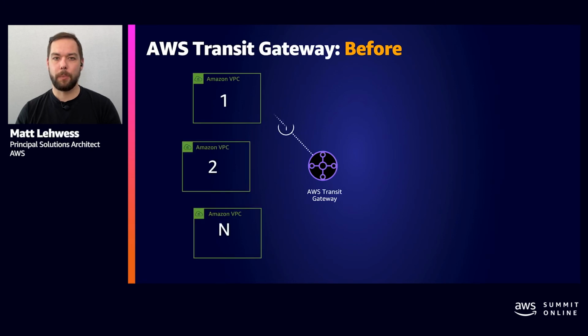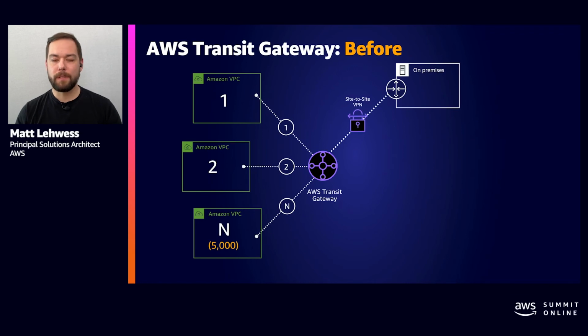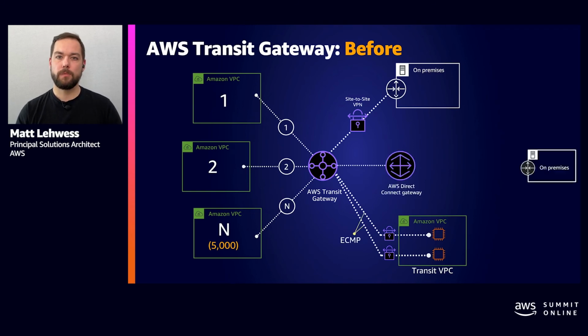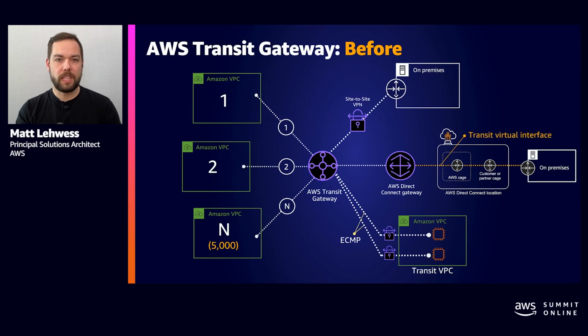Now, Transit Gateway, I feel like we don't spend enough time on Transit Gateway just because it's such an immensely powerful and awesome service where essentially we've got multiple VPCs here, up to 5,000 per region, and we can connect to on-premises via Site-to-Site VPN. We've got maybe our transit VPC here, and then maybe some Direct Connect via a transit VIF. So the Transit Gateway is this centralized hub for the region.